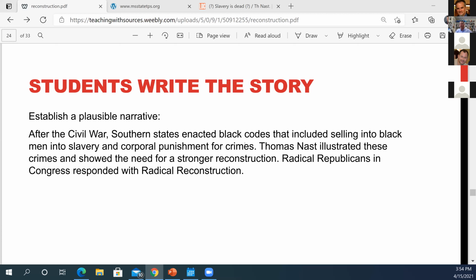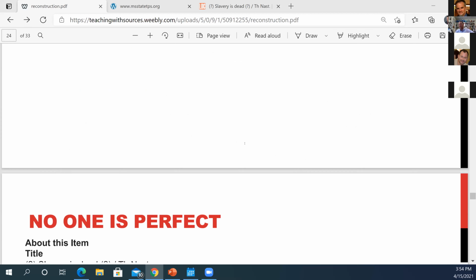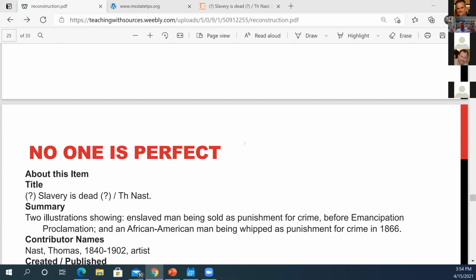So I think that most of us can get something like this out of our students. If we do that, I think we're getting a pretty good narrative. And then they're constructing and owning the history.